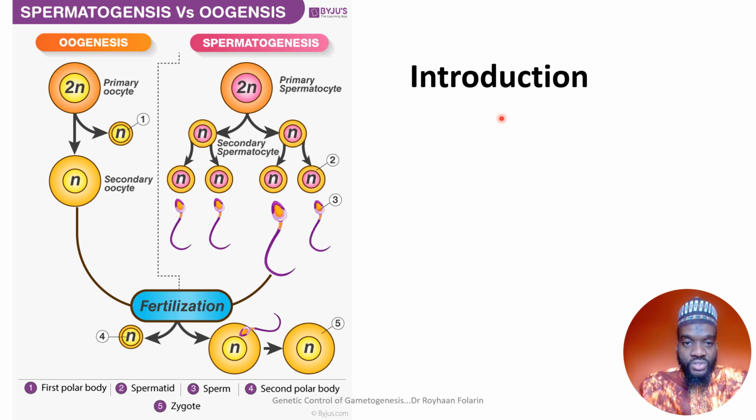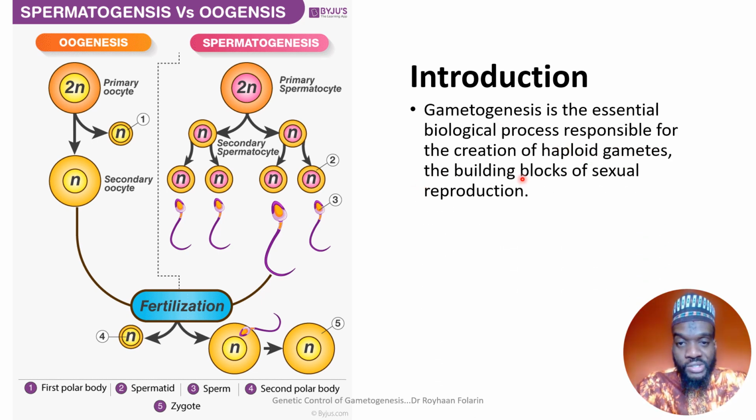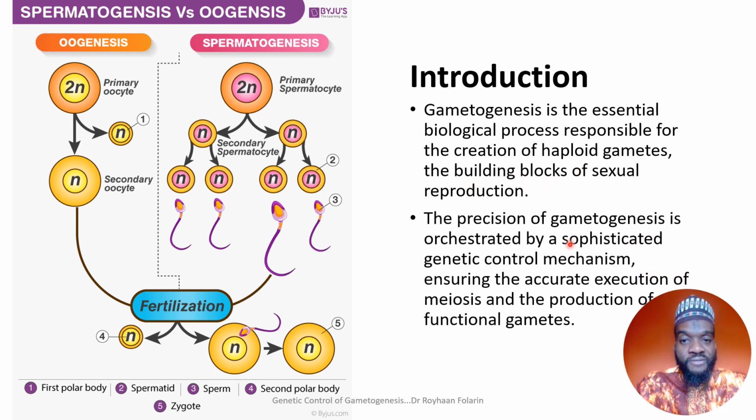So to set the stage, gametogenesis refers to that essential biological process that is responsible for the creation of haploid gametes. And by haploid, we mean one copy of each of the chromosomes contained in that cell. And these are the building blocks of sexual reproduction. For this process to be precise, it's usually orchestrated by a sophisticated genetic control, which is why we are having this lecture, a genetic control mechanism that helps to ensure that there is accuracy in the execution of the meiosis, the meiotic division, and in the production of the functional gametes that will eventually lead to fertilization.